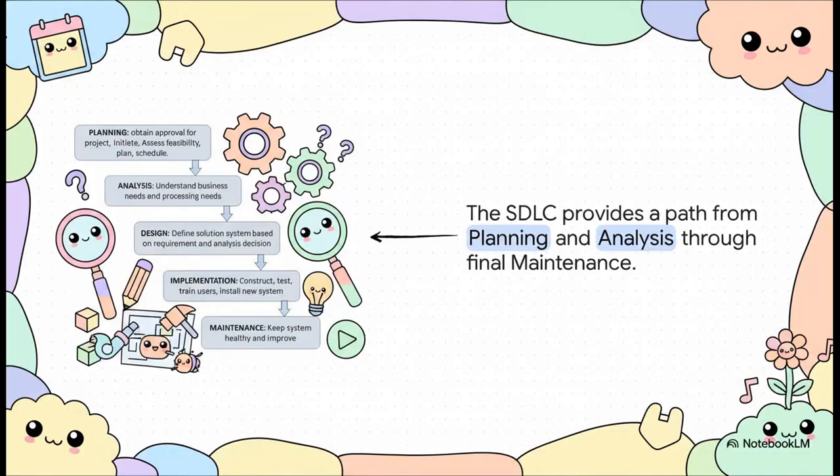This diagram shows us the entire life story of a project. It all kicks off with planning, where the initial idea gets a green light. Then we dive into analysis, which is all about figuring out what the system really needs to do. In design, we map out what the solution will look like. Implementation, that's the fun part where the code gets written. And finally, maintenance, which makes sure the system keeps running smoothly long after it's launched.